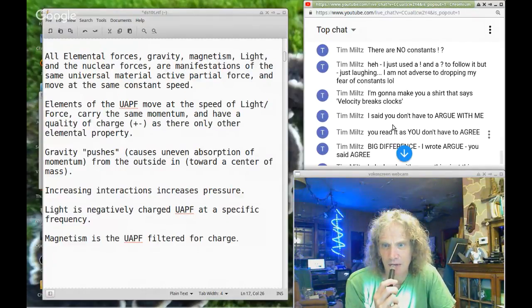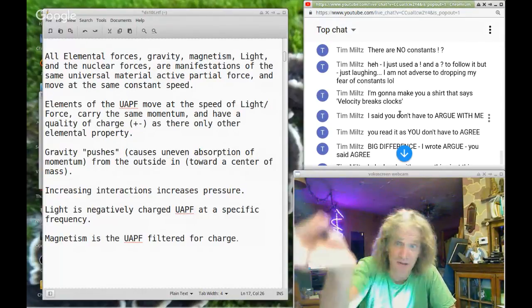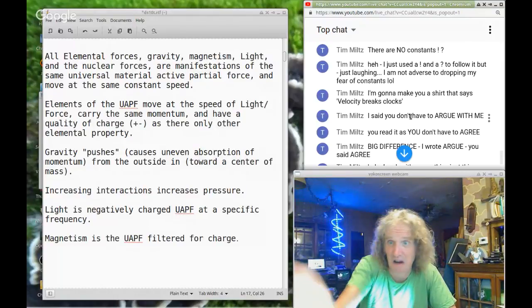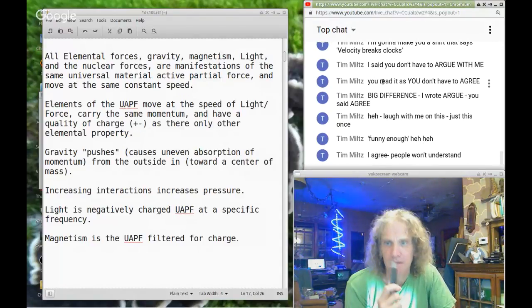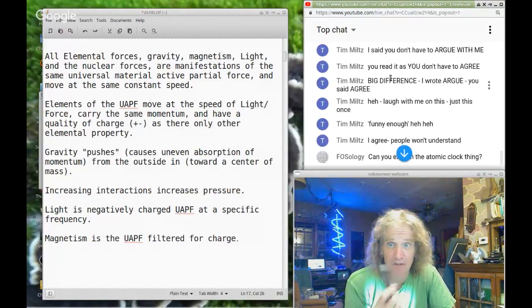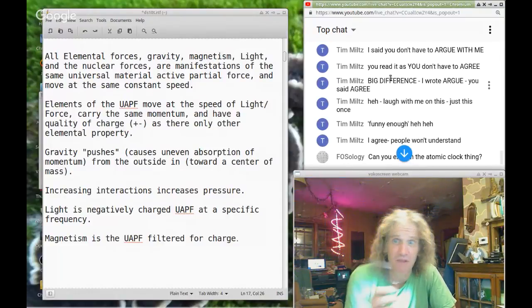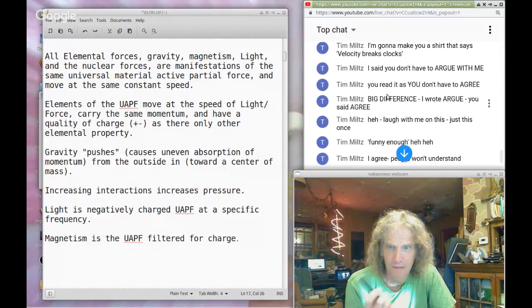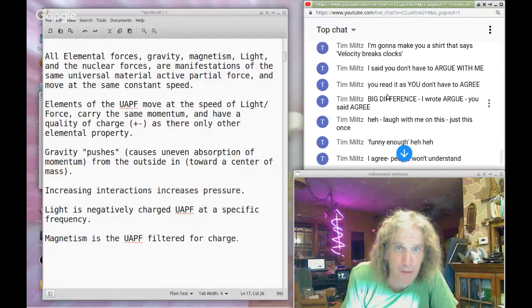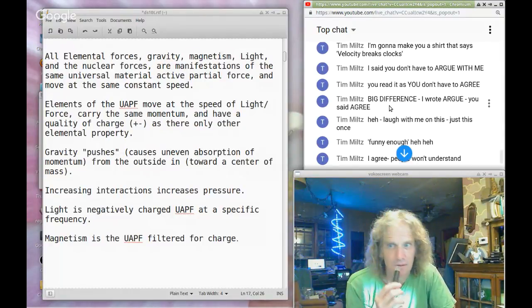I said you don't have to argue with me. Well, you just keep posting comments, making your snide remarks about constants. There are no constants. You just keep dragging the subject up. Oh, you don't have to argue with me. I'm just going to keep poking you with this. The earth is flat. Jesus is God. Fuck you. If you read it as you don't have to agree, I'm just, you keep bringing it up.